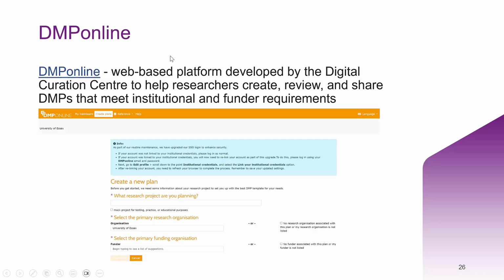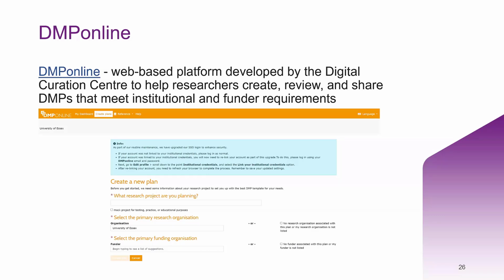Now, the DCC, the Digital Curation Centre, have created this fantastic DMP Online, a web-based platform to help researchers create, review, and share different DMPs that meet institutional and funder requirements. If you've never had a look at DMP Online, I urge you all to take half an hour to have a look at DMP Online.